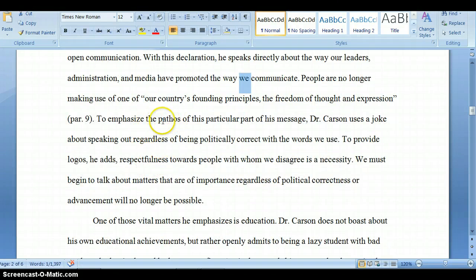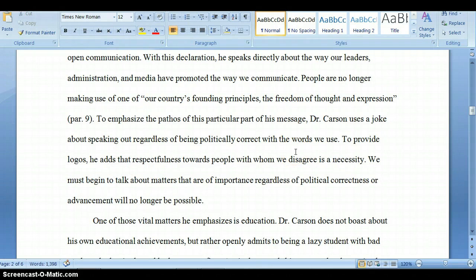And this is the motion again. To emphasize the pathos of this particular part of his message, Dr. Carson uses a joke about speaking out regardless of being politically correct with the words we use. To provide logos, he adds respectfulness towards people with whom we disagree. I would put, instead of the comma here, I would put he adds that, because it makes it a little easier to understand.